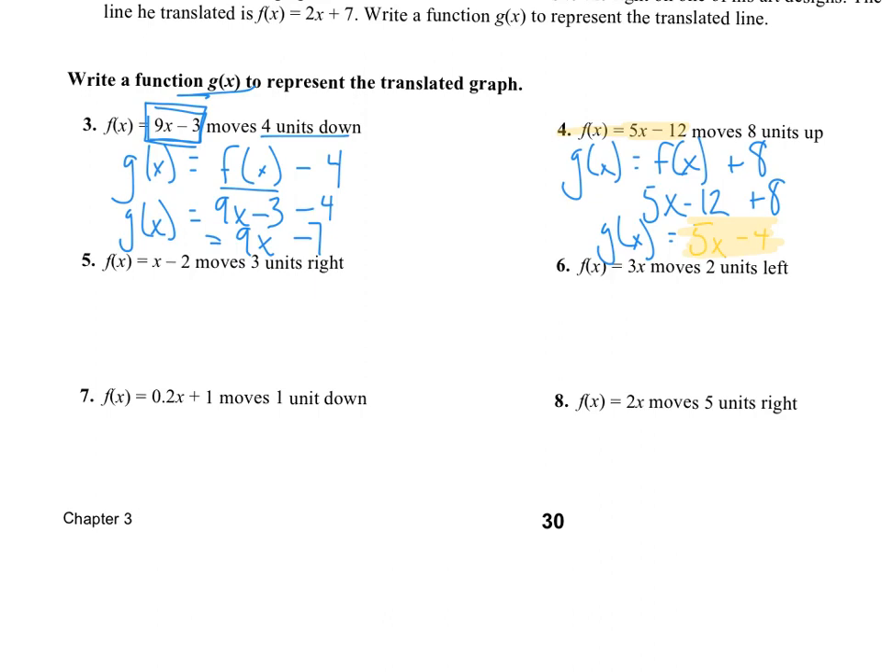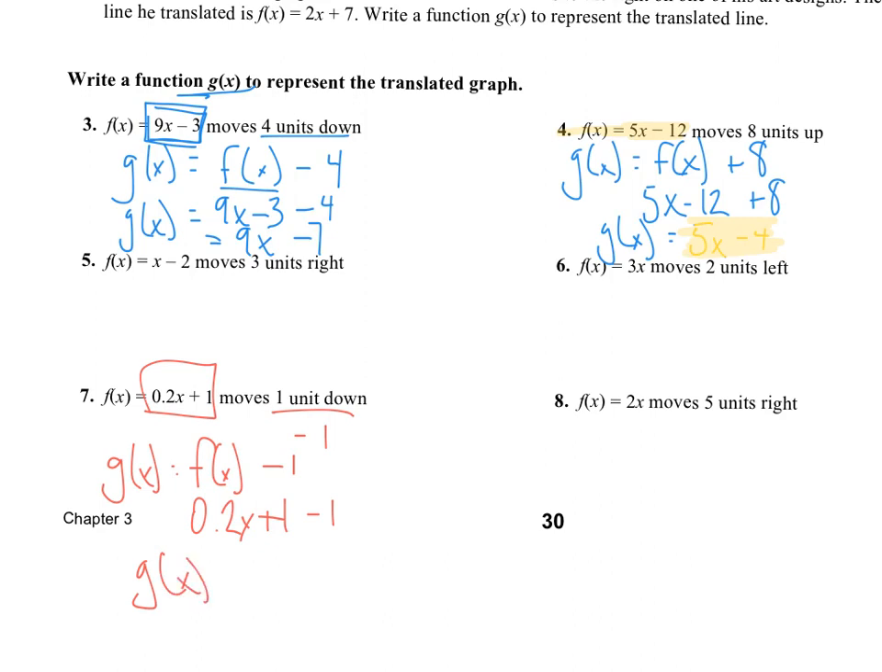Let's do number 7. Again, we're shifting 1 unit down. I would see that as a minus 1. So my function g of x is equal to f of x minus 1. Replace f of x now with what we know it to be, 0.2x plus 1, minus 1. So simplify everything. g of x will equal just 0.2x. Up and down, very straightforward because we're just changing the output. I'm not changing the input.